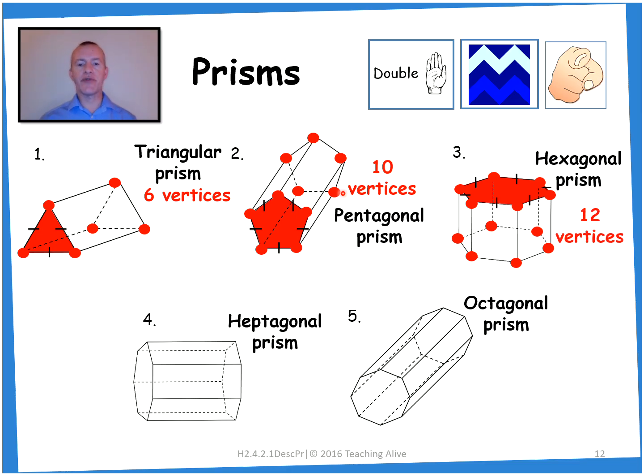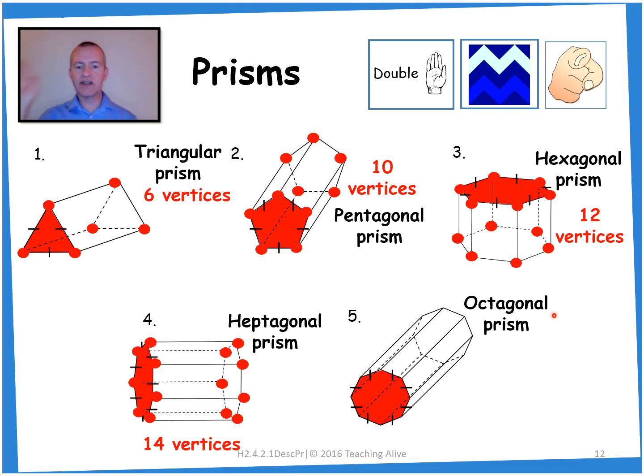A heptagonal prism, our front face shape, is a heptagon with 7 sides. We double 7 to give 14, and if we add in our vertices, we have 14 vertices. And our octagonal prism, our front face shape sides, an octagon. An octagon has 8 sides, so double 8 gives 16. Add in our vertices, and we've got 16 vertices in all.